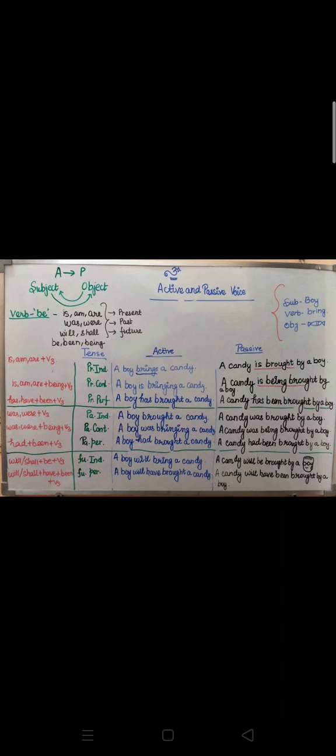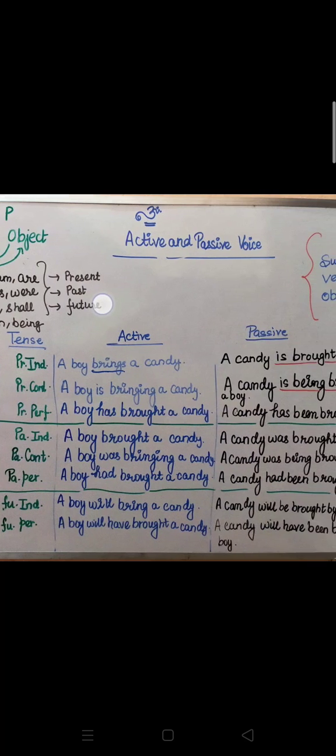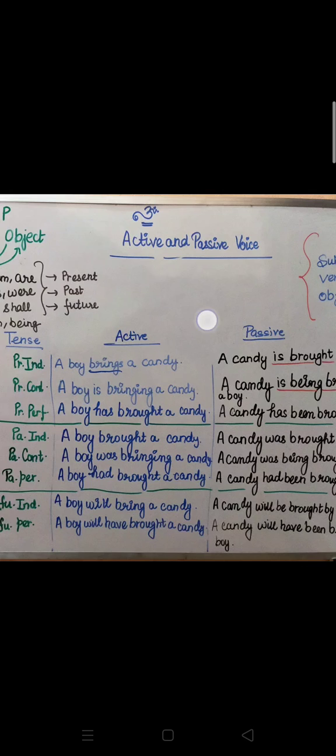Now, what is the rule over here? Since it is continuous, along with is, am, are, we are going to use being in addition to it. As usual, the third form of verb or the past participle form of verb. So, one thing that everybody has to remember, that in continuous we are going to have being, B-E-I-N-G, being.